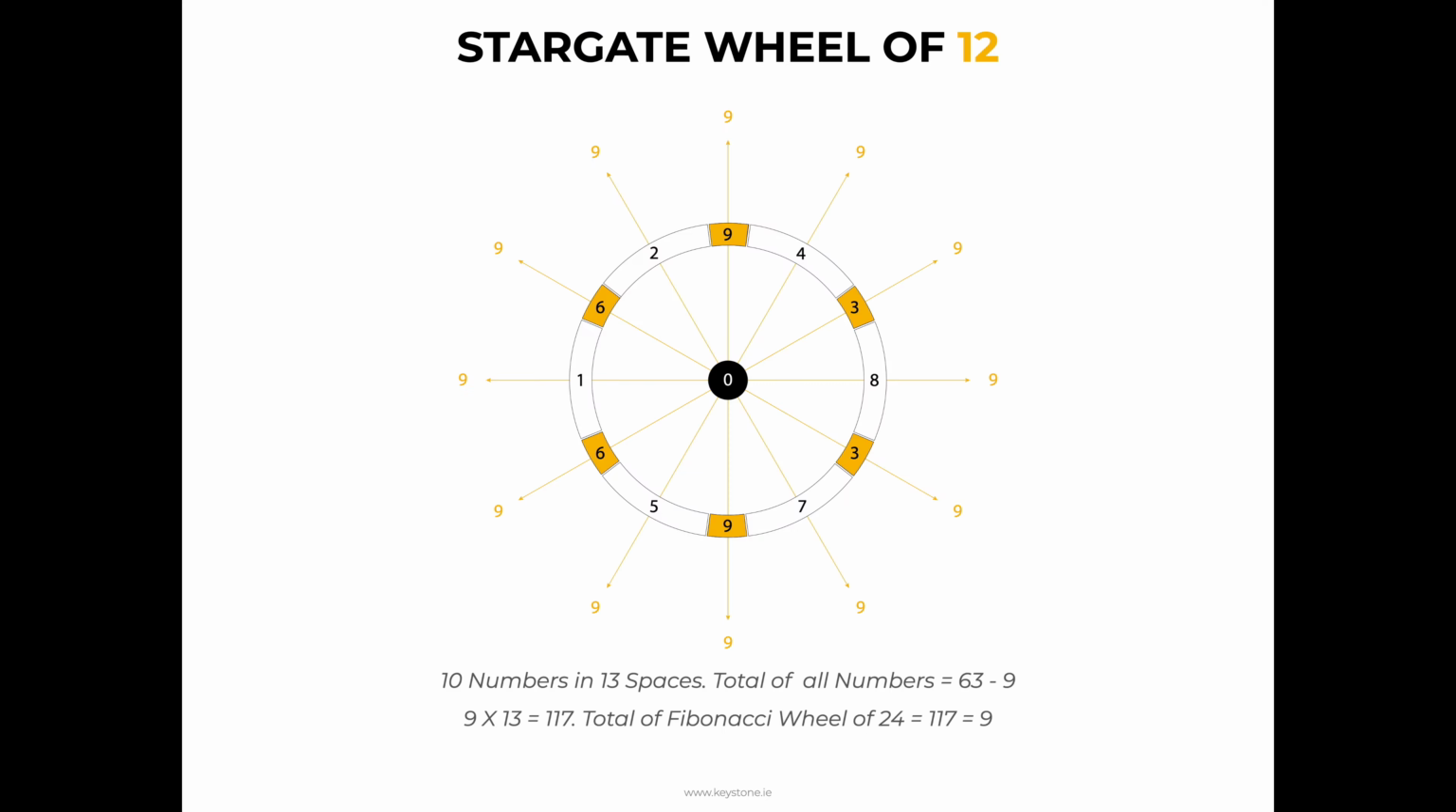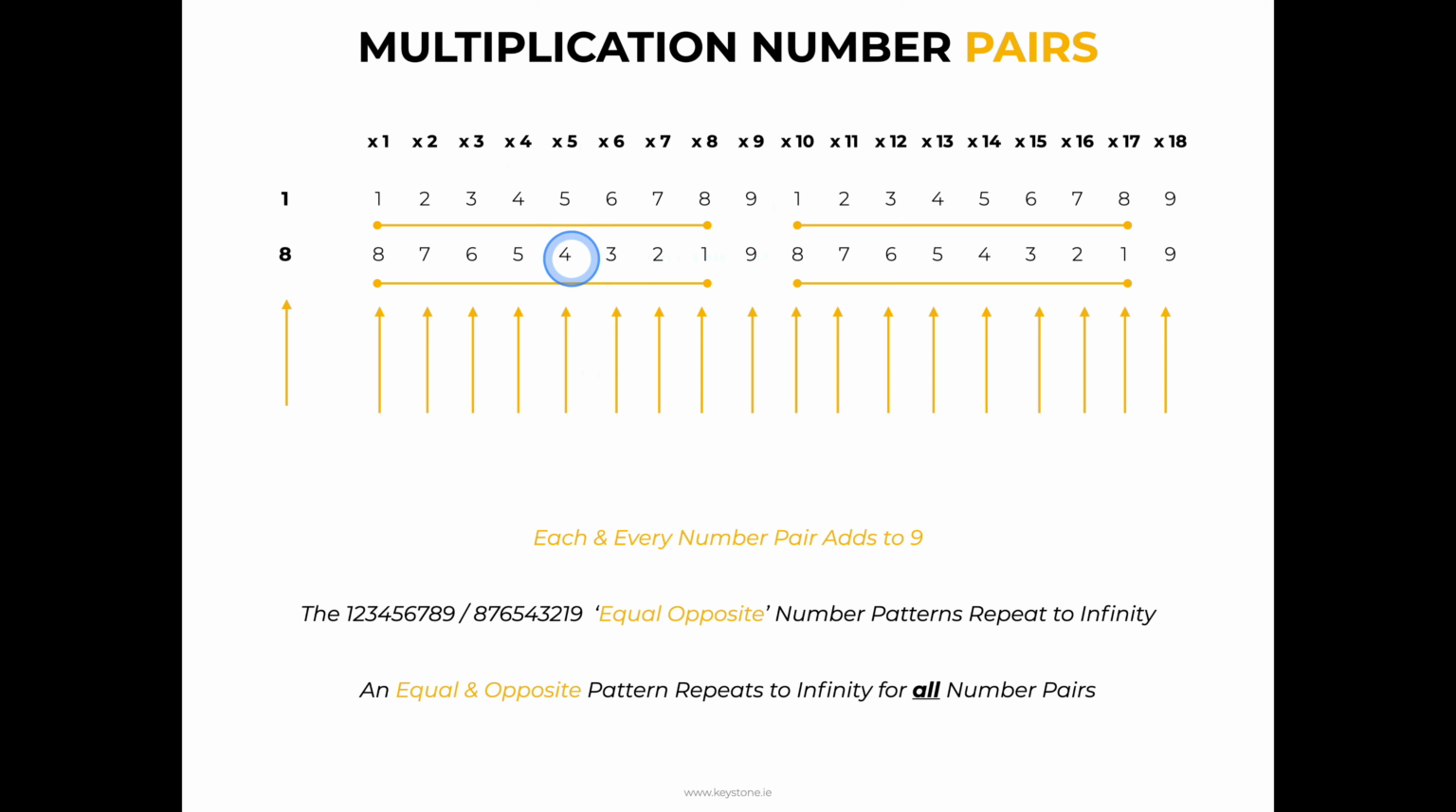When we multiply numbers and take the digital root, we find this pattern. So if we take 1 and 8, 1, 2, 3, 4, 5, 6, 7, 8, 9 going this way, 1, 2, 3, 4, 5, 6, 7, 8 going that way. And you'll notice it's the number pairs we've seen throughout this presentation. 1 and 8, 2 and 7, 3 and 6, 4 and 5, etc. Each and every number pair adds to 9. And these sequences are equal opposites. So this one goes that way, this one goes this way.